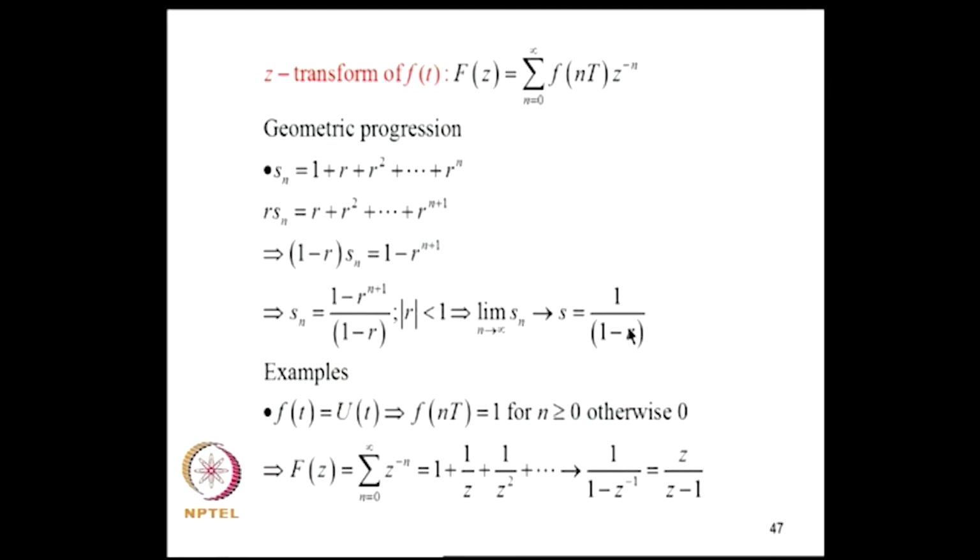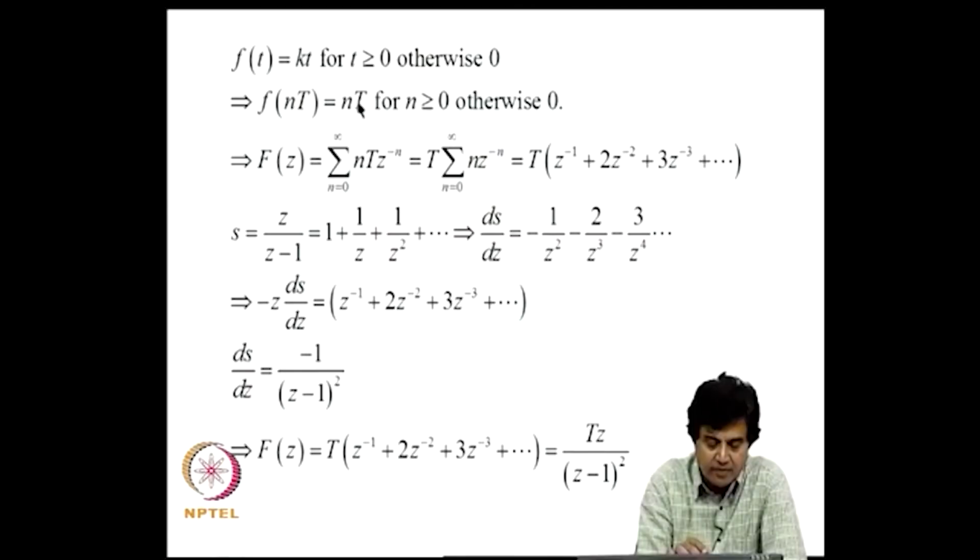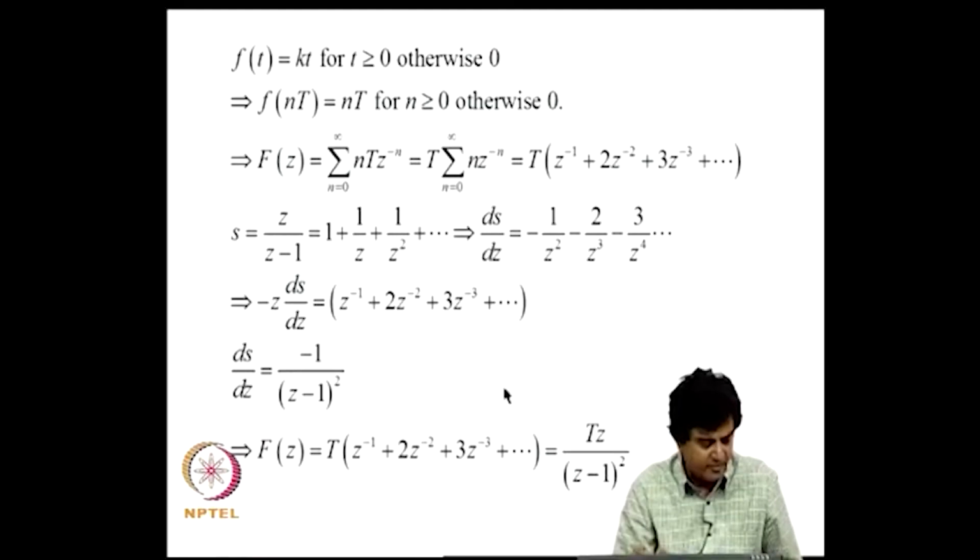Now, we can quickly see a few examples. If f of t is a step function, f of nT will be 1 for all n, otherwise it is 0. Using that and using this result, we can show that the z transform of a unit step function is given by z divided by z minus 1. Similarly, if f of t is kt, that means a straight line, then f of nT will be k n capital T, and through some manipulation we can show that the z transform is given by kT z divided by z minus 1 whole square. This you can verify.